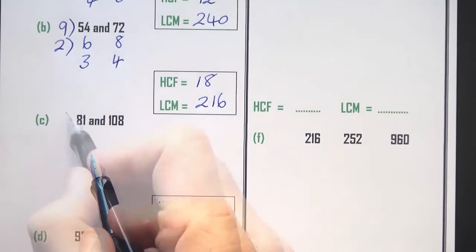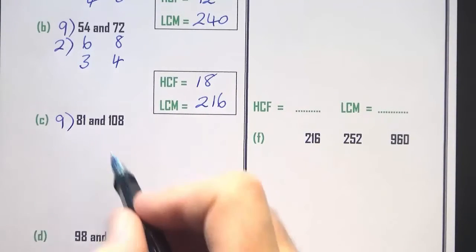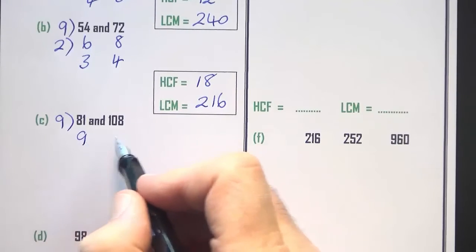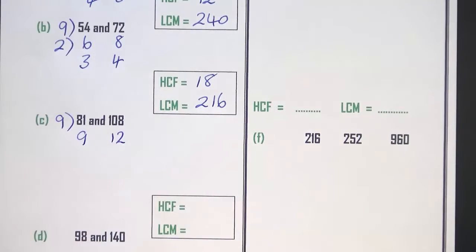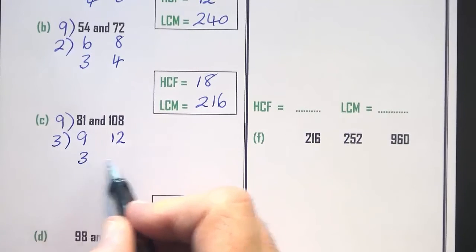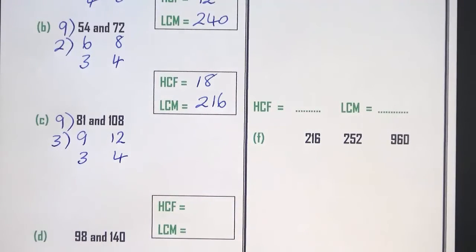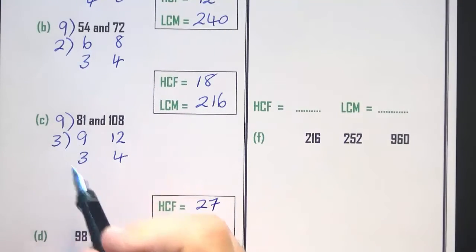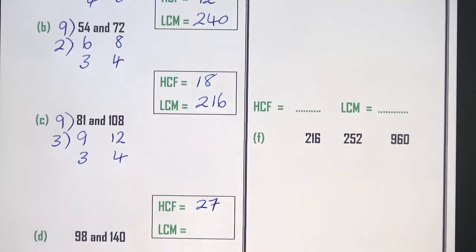Number C. 9 is a divisor, and this will give me 9 and 12. But then I can divide again by 3 and get 3 and 4. I can't divide again, so my HCF is 9 times 3, which is 27, and my LCM will be 27 times 3 times 4, which is 324.